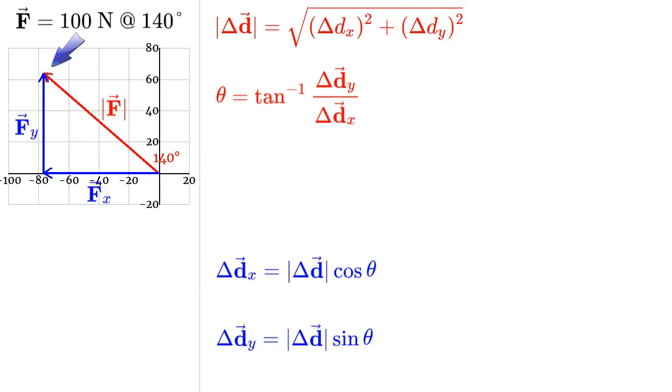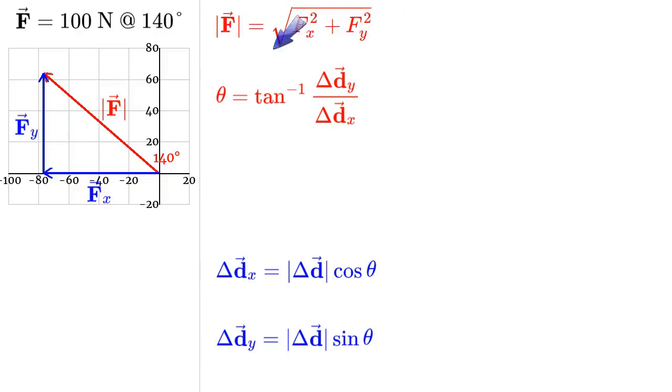If we want more accurate values, we're going to have to use the trig formulas. Now, the formulas that we have here are for displacement vectors, but it turns out that all vectors work the same way. The formulas for a right-angled triangle still apply, it doesn't matter how we label the sides. So in each formula I'm going to change all these delta d's to f's.